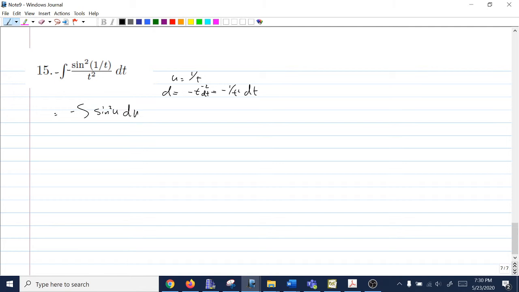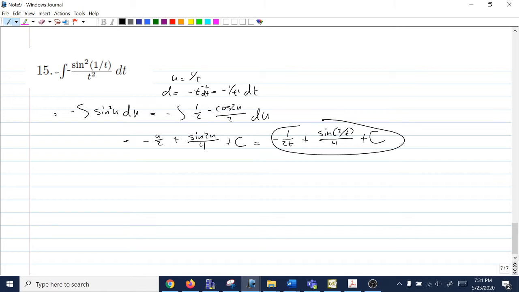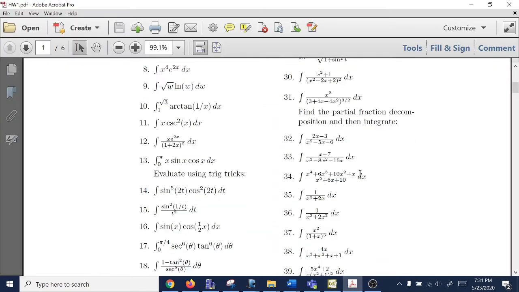How do you integrate sine squared u? It's negative integral 1/2 minus cosine 2u over 2 du. It's negative u over 2. Integral of cosine 2u will be sine 2u over now 4. With that negative and that negative, it's going to be positive. What was u? U was 1 over t. Negative 1 over 2t plus sine of 2 over t, over 4, plus a constant. That was 15.